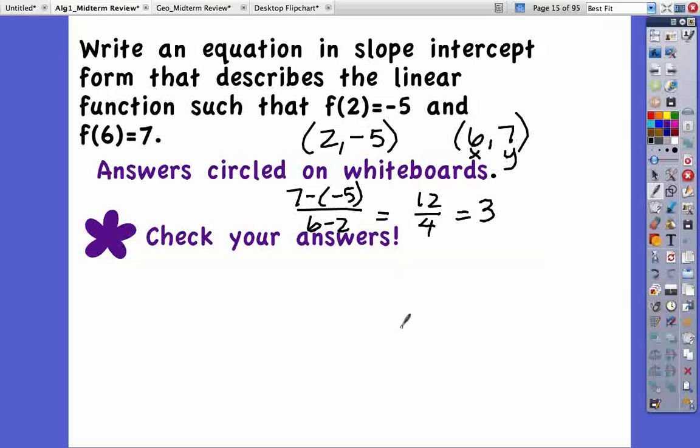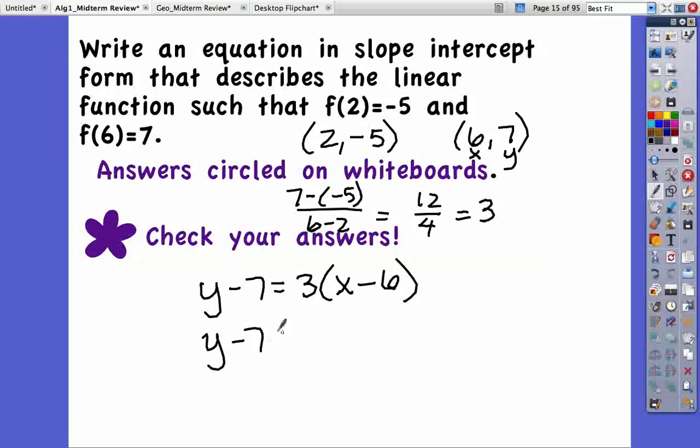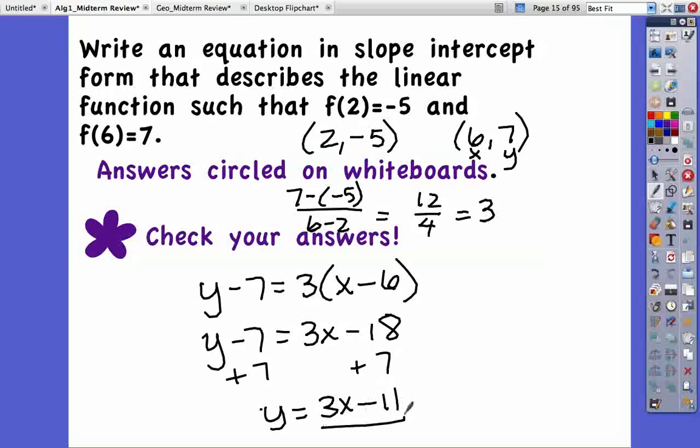Since the last time I did it in slope-intercept form, this time I will do it in point-slope form and convert to slope-intercept form. This will give me y minus 7 is equal to 3 times parentheses x minus 6. So I distribute on the right, 3x minus 18, and then add 7 to both sides. It gives me y equals 3x minus 11. And that is my answer. If you did this in slope-intercept form, you should have gotten a b of negative 11.